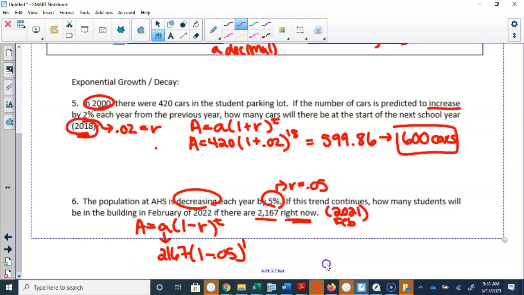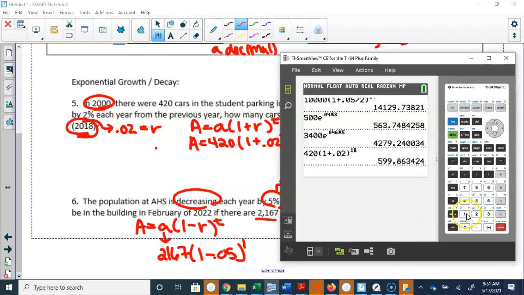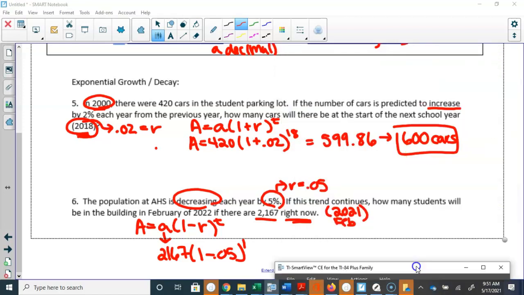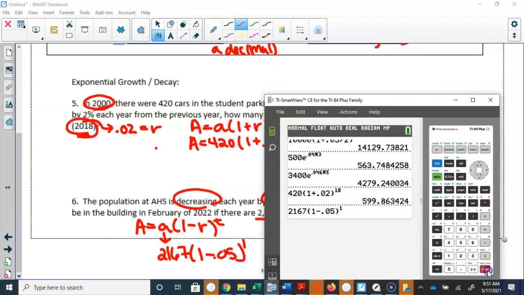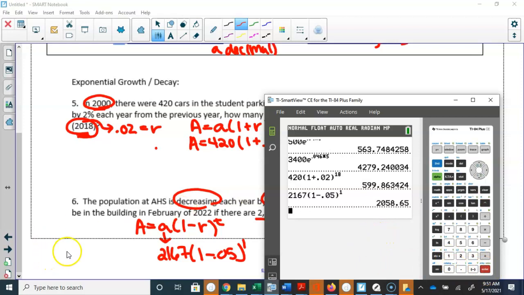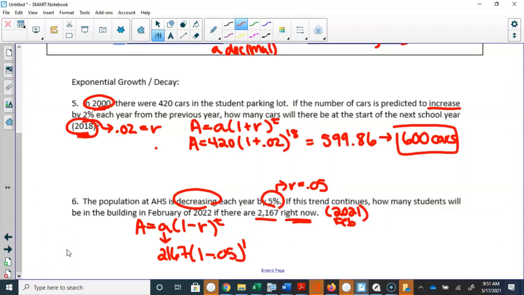And we look and we see in our calculator 2,167 times 1 minus 0.05 to the first power. And we get 2,058.65, which is approximately 2,059 students. Again, I'm going to round there.